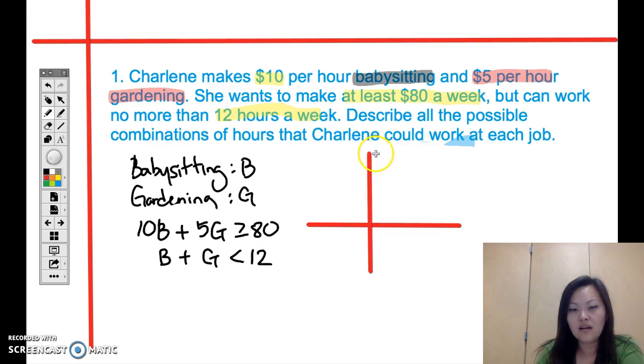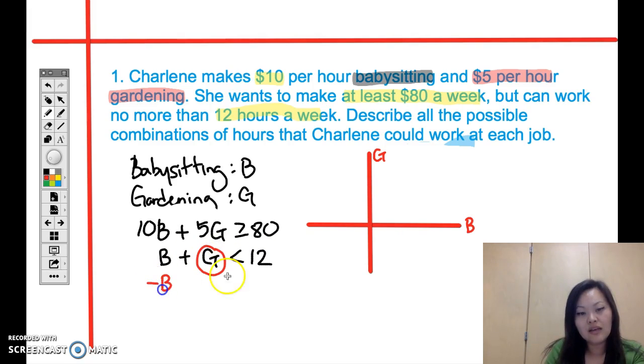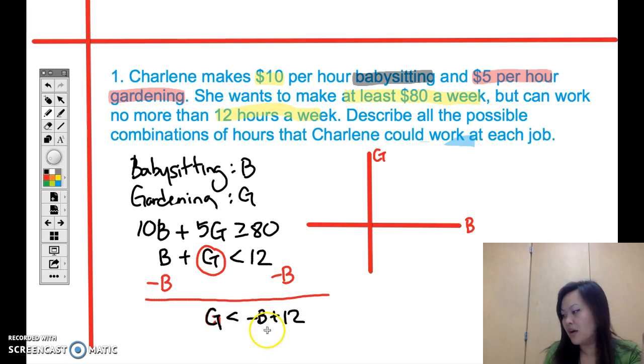Okay, so what I'm going to do is say that the G is right here on the y-axis, and then I'm going to say that the B is like the x-axis. Okay, so if I want to write my equation in a way that is easy for me to graph, I'm going to have to leave the G by itself because this is where the y is. So let's just work on the second equation. If I want to leave the G by itself, what do I have to do? Yep, subtract B from both sides of the inequality. So I'll have G is less than negative B plus 12.